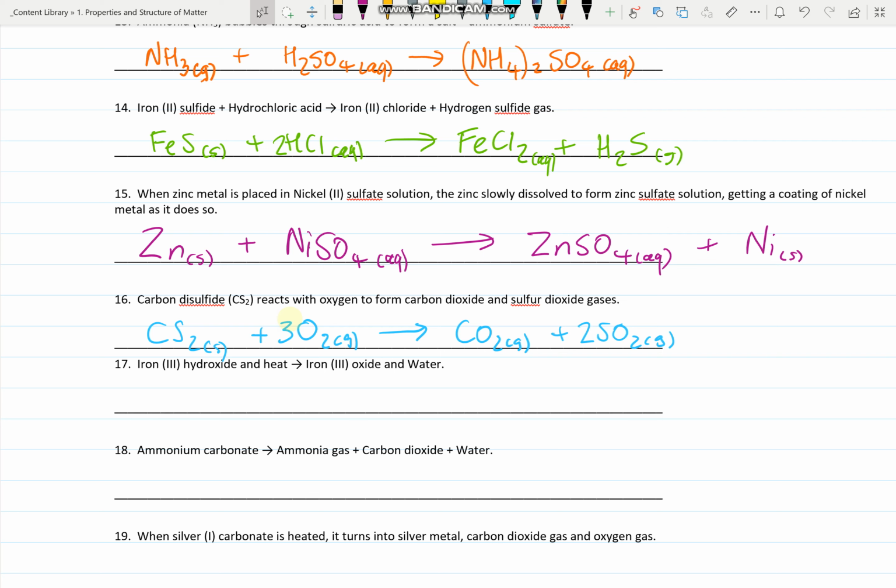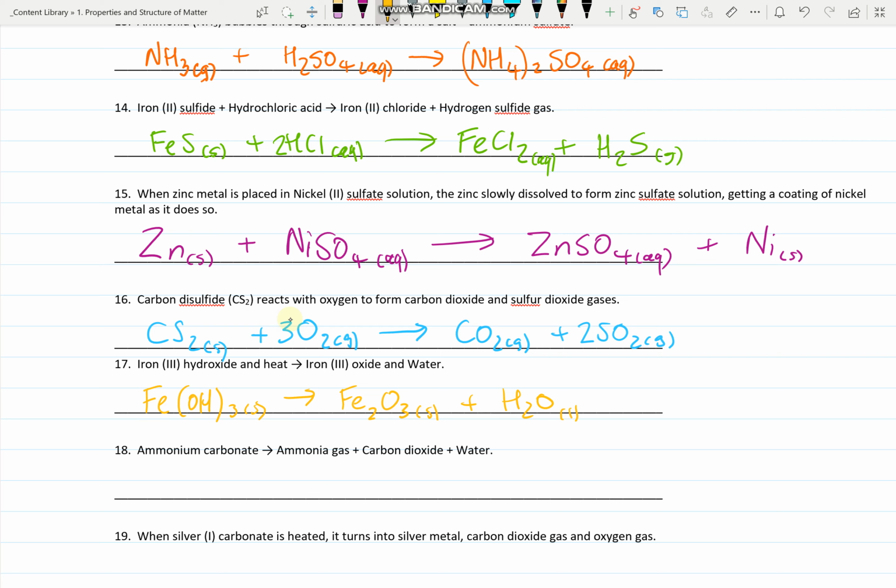Iron hydroxide with heat, this looks like a decomposition reaction. I've got iron, and I need 3 hydroxides to match the iron. It's going to be in solid form, and it's going to decompose into iron 2. I'm swapping around the charges, so I'm putting the 2 of iron and the 2 of oxygen and 3 of iron on the other one. It's going to be a solid also. H2O, it's going to be a liquid at room temperature.